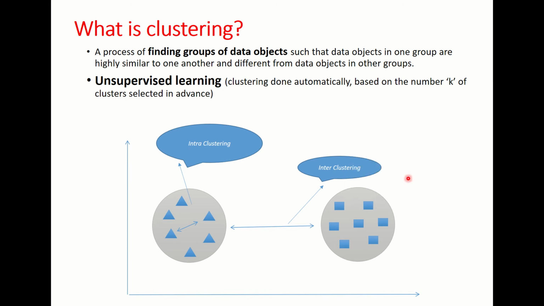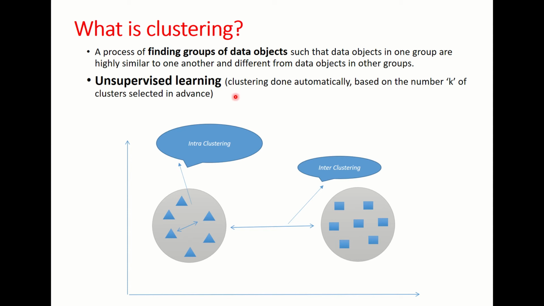Let me take the pointer. So a simple example here, say you have some triangle data points and some square data points. So they are basically clustered into two different clusters, and the distance between the data points in a cluster is basically called intra-cluster, and the distance between two different clusters is called inter-cluster. And always understand, clustering is an unsupervised learning technique. That means clustering is done automatically based on a k which is selected in advance, and we can select the k programmatically as well as manually. So this is what clustering is.